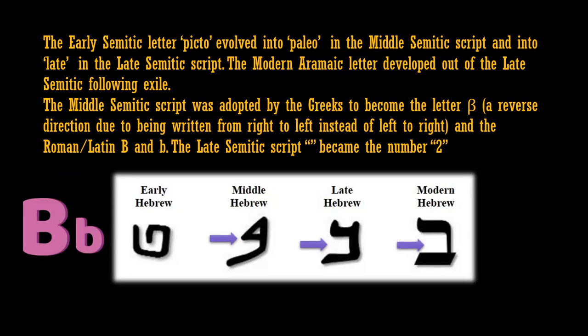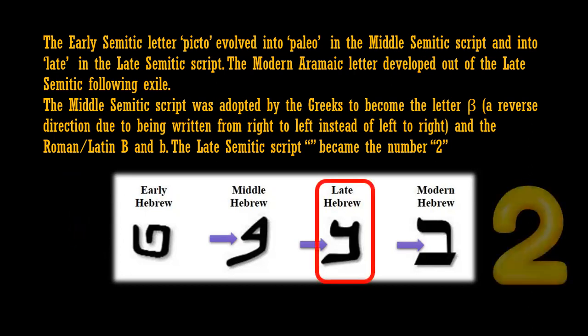The late Semitic script became the number 2. So this letter, Bath, is also representative of 2 or second. So for the name of some books, for example, you may hear someone saying Bath Malakim, that's Second Kings.